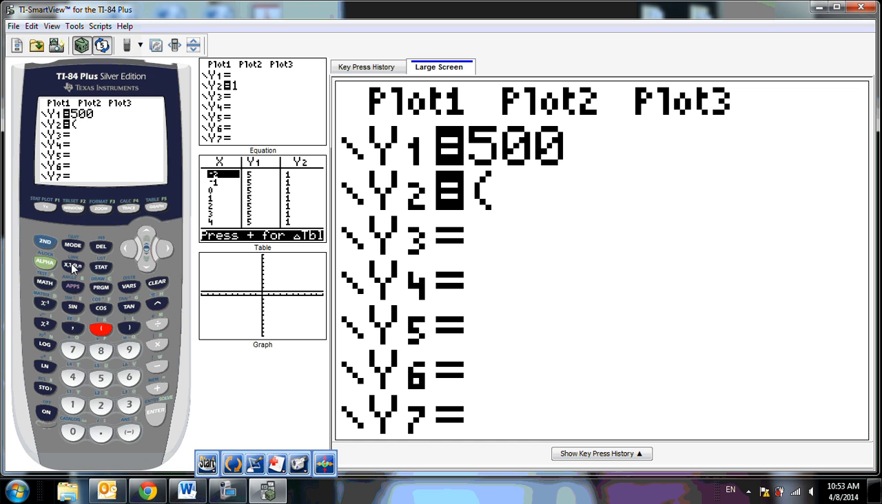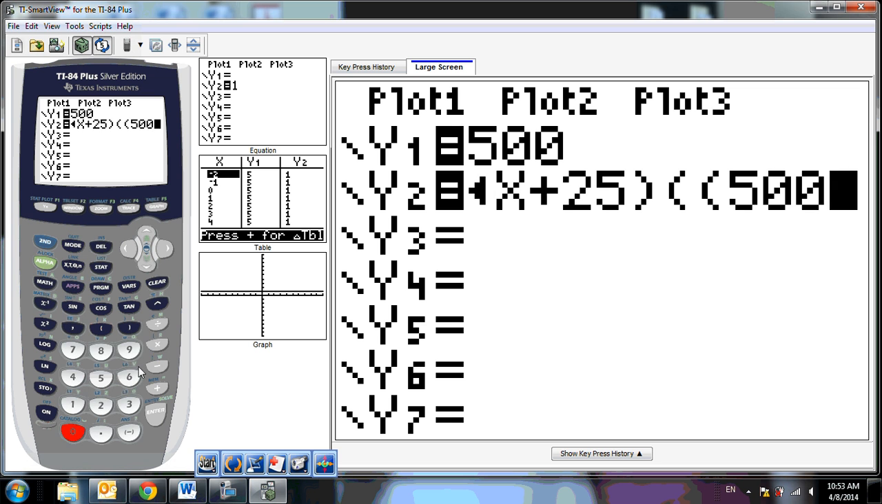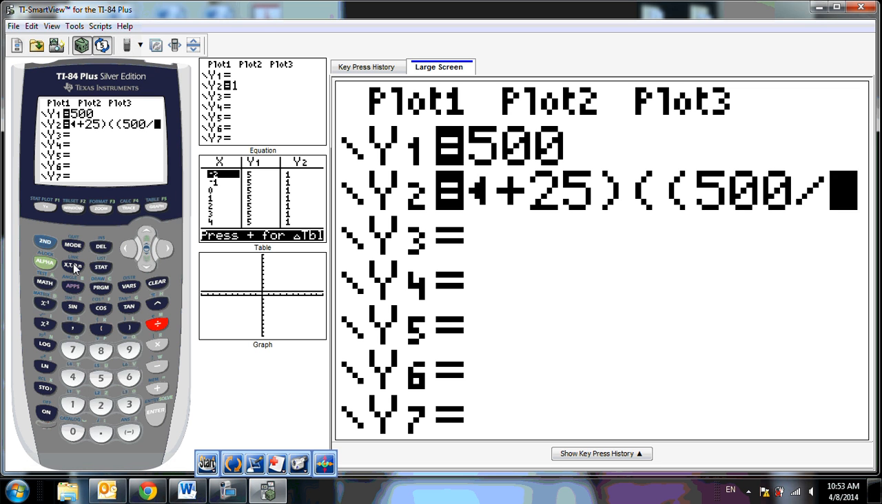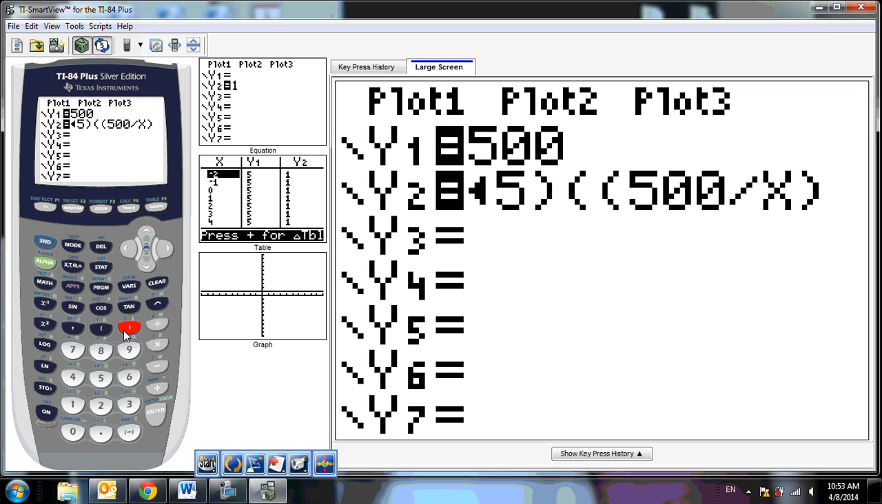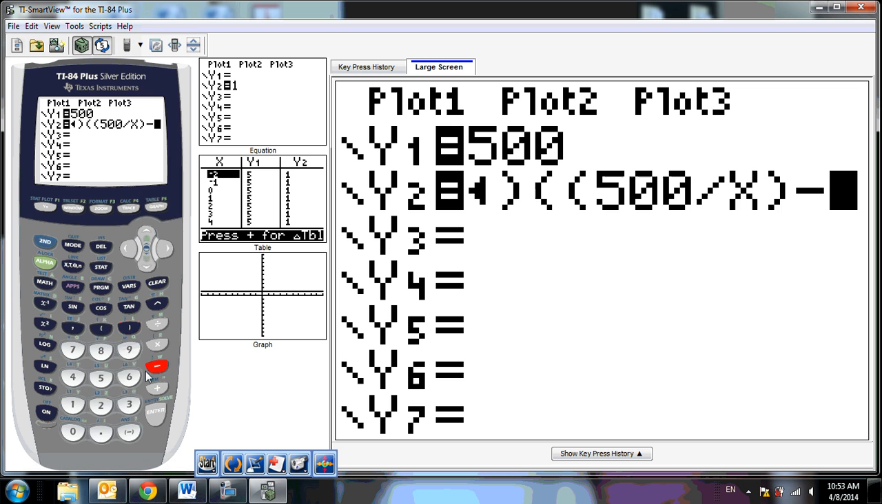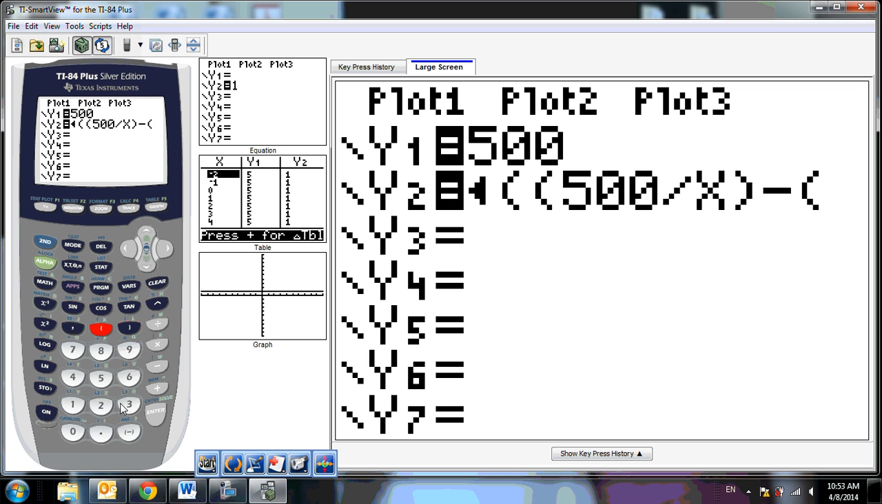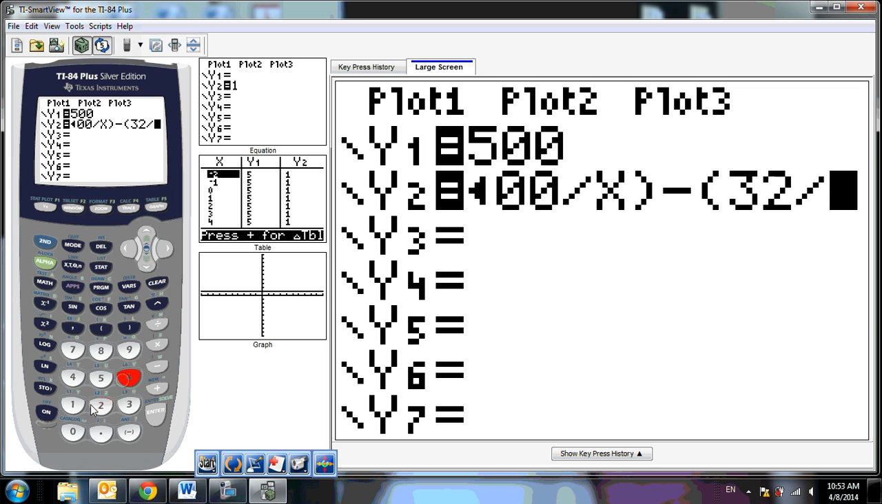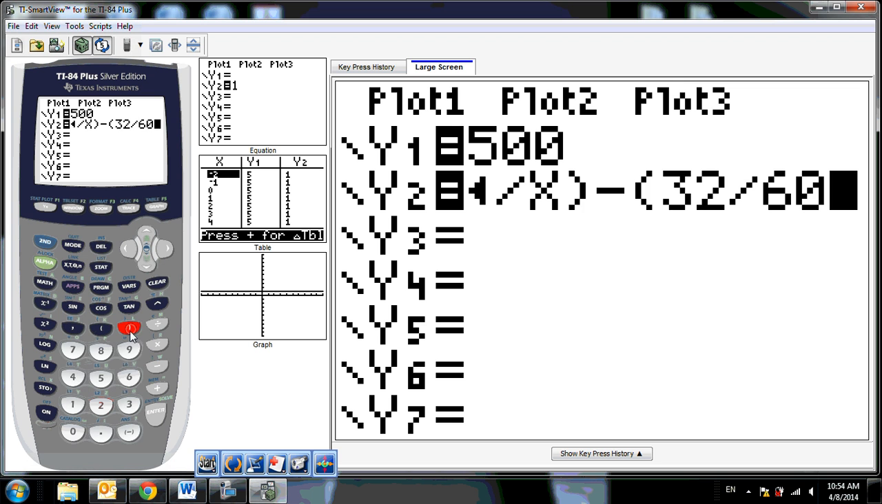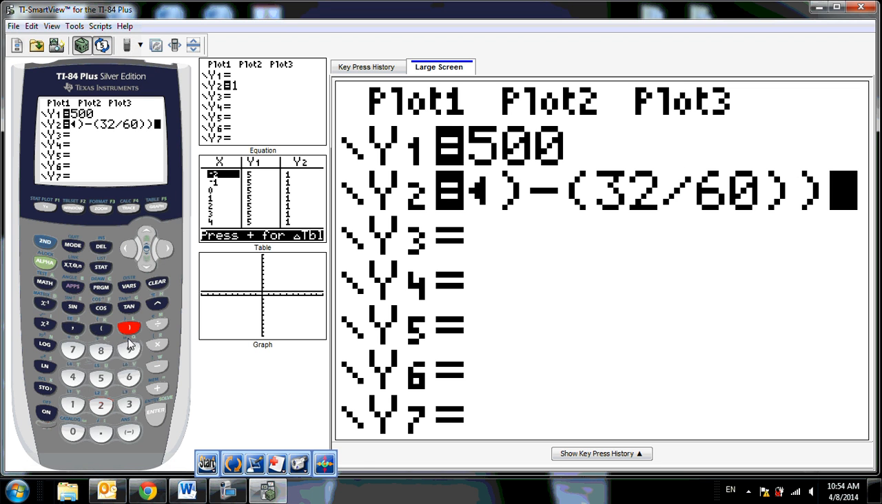And I'm going to have X plus 25 times, and I'm going to do an extra set of parentheses for 500 divided by X. Not positive that you need it. It just makes me feel safer. Then minus 32 divided by 60. Could you reduce 32 divided by 60 there? Sure, but do you have to?